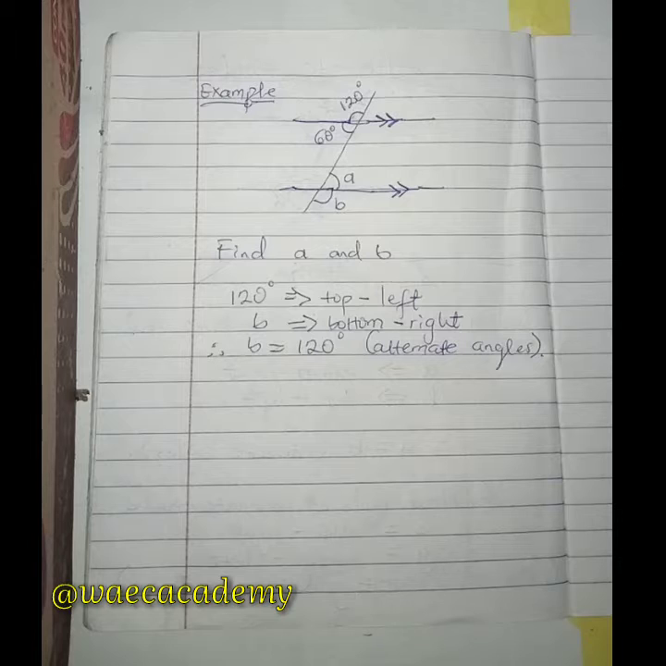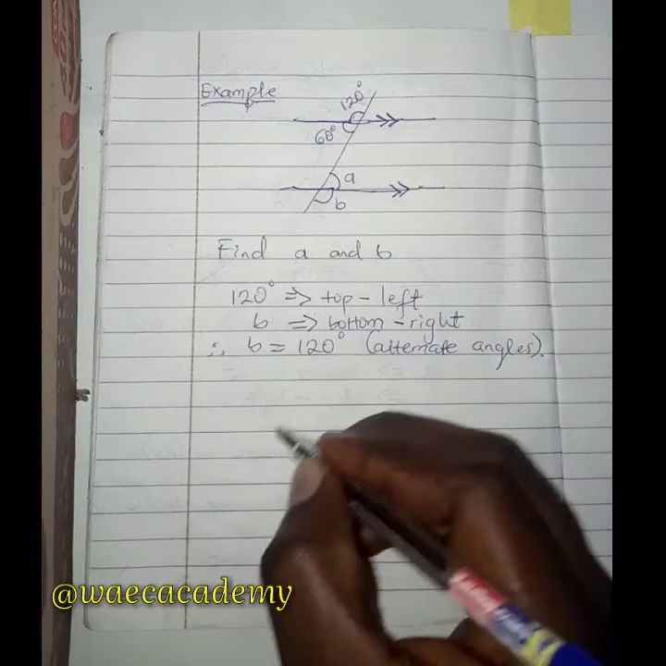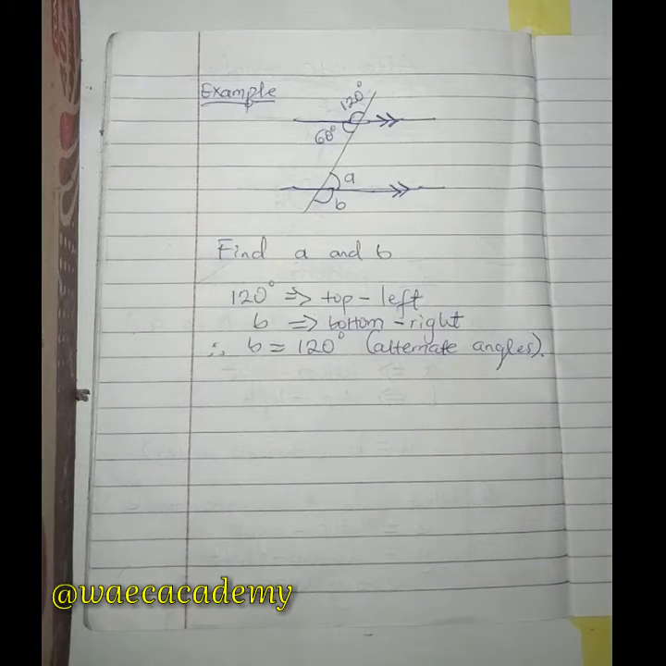I always tell you there are many ways to solve the same question sometimes. So try to look out for different clues that allow you to solve the question. Now let's try to use alternate angles to solve the second one, whether it is possible. If it's not possible, you move to another method of solving it.